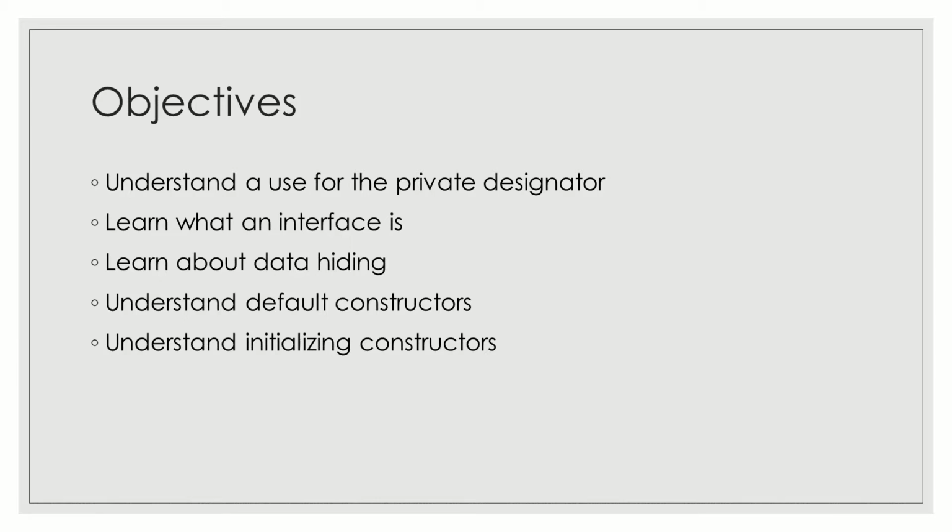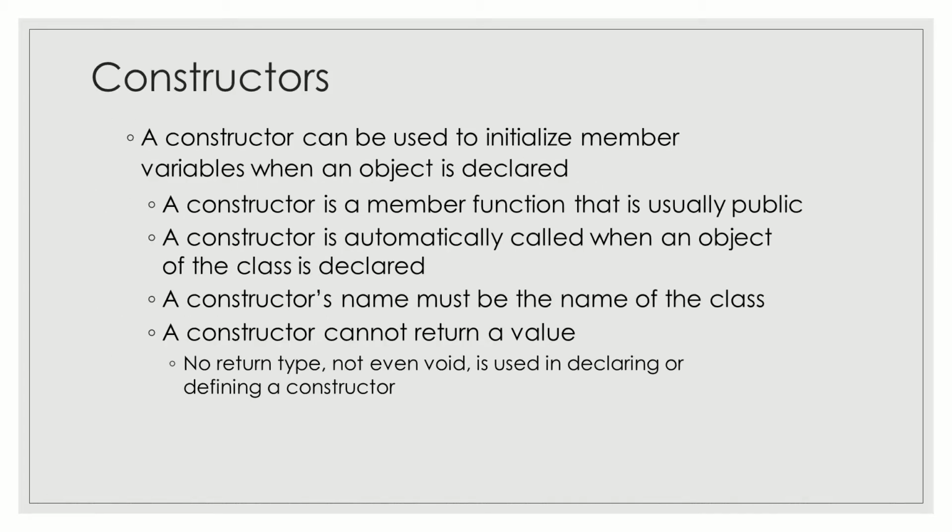Today we're going to address the topic of constructors. Our objectives are to learn a little bit about private, that designator, about interfaces, about data hiding, and then about default and initializing constructors. A constructor is a function that belongs to a class definition. Specifically, it's a function that has the same name as the class definition. It's usually public, although not always. And the purpose of the constructor is to create the object, allocate space and memory, and perhaps even initialize the variables within it.